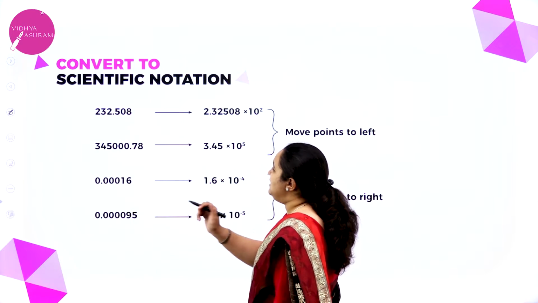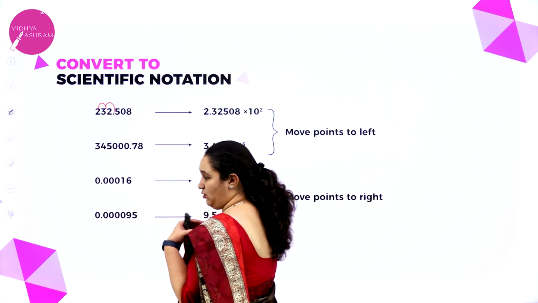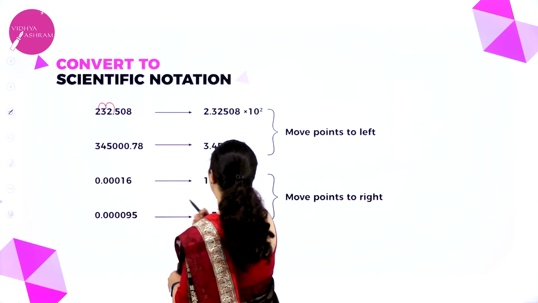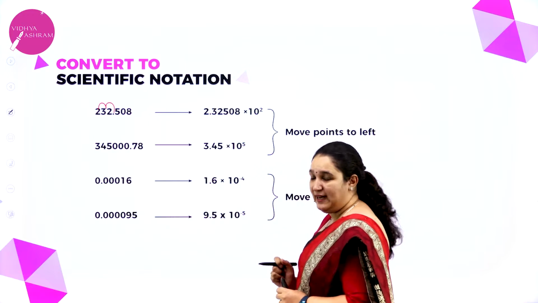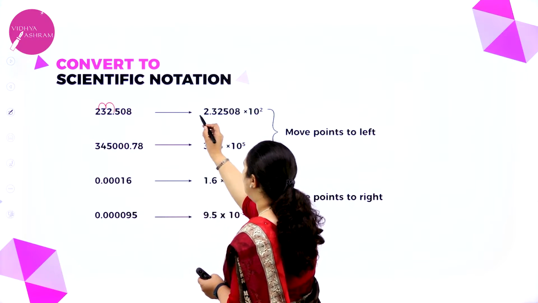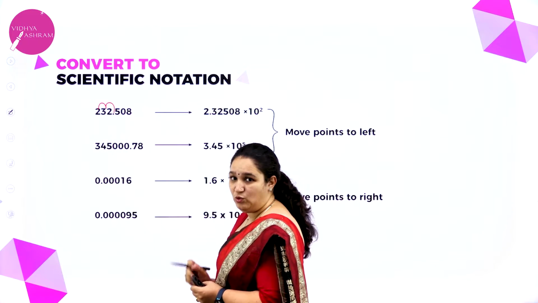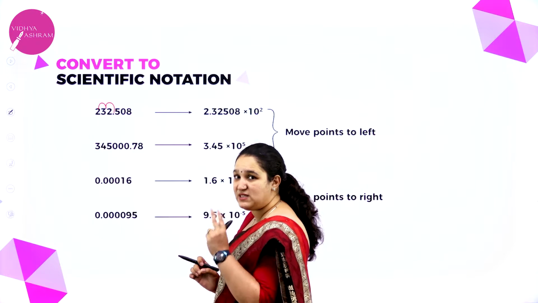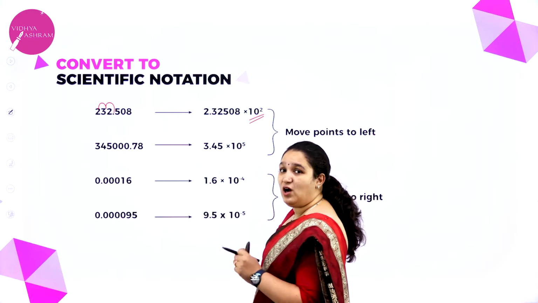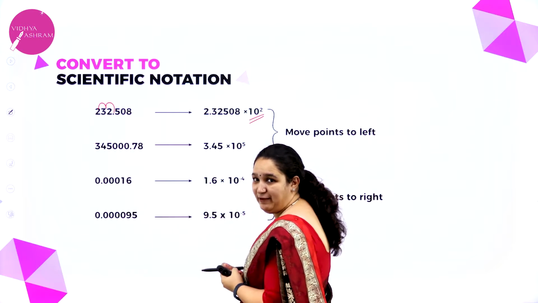Here, I am moving the point towards my left. I am moving 2 places towards the left, so it is 2.32508. The decimal point has moved 2 places. That's the reason I write 10 to the power 2. It is a positive value if I move towards the left.